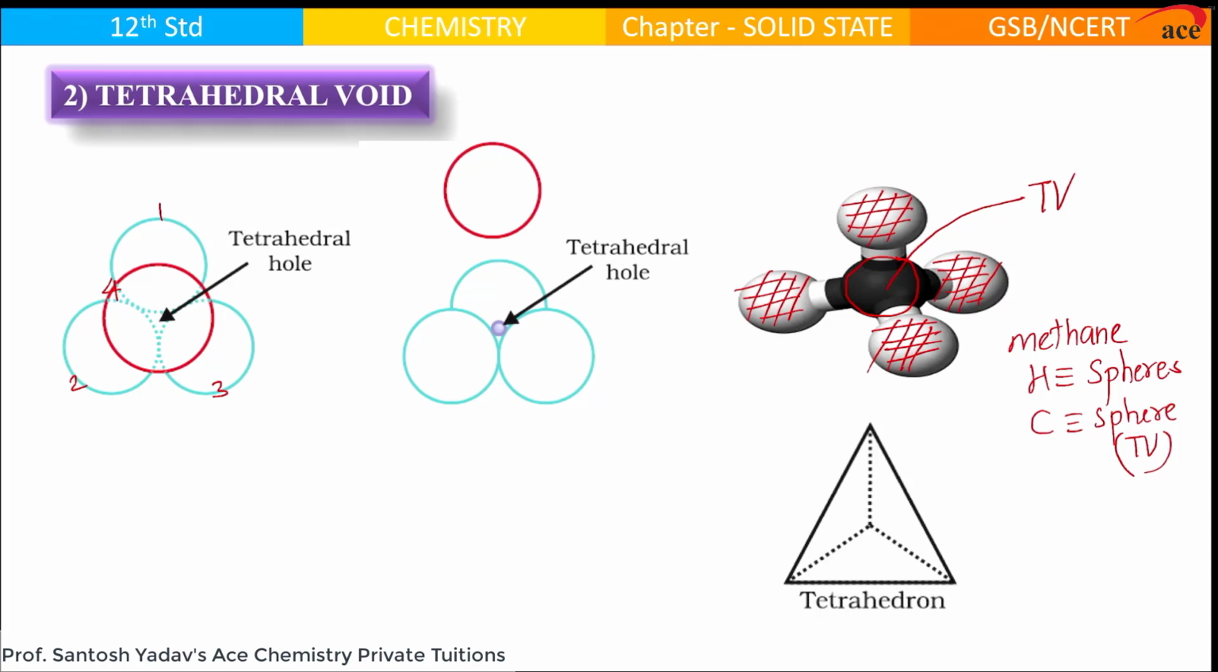Tetrahedral void. So that was about tetrahedral void. Now what is the coordination number of tetrahedral void? The coordination number of tetrahedral void will be 4. Why will it be 4? Because it is surrounded by 4 spheres. So because it is surrounded by 4 spheres, its coordination number is 4.